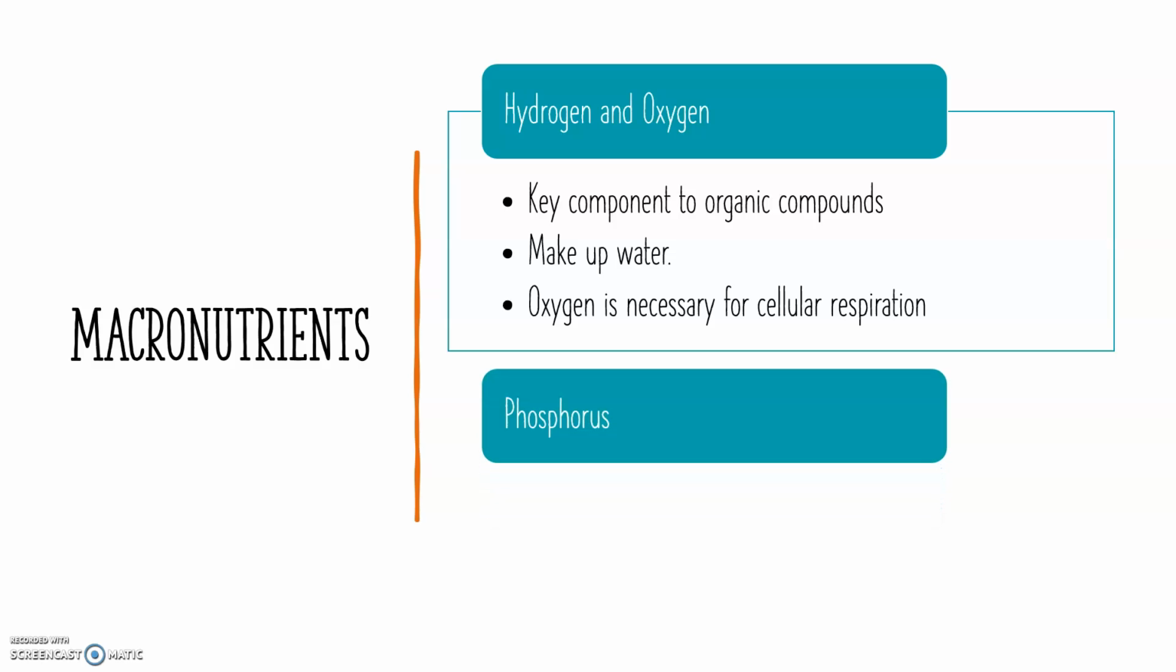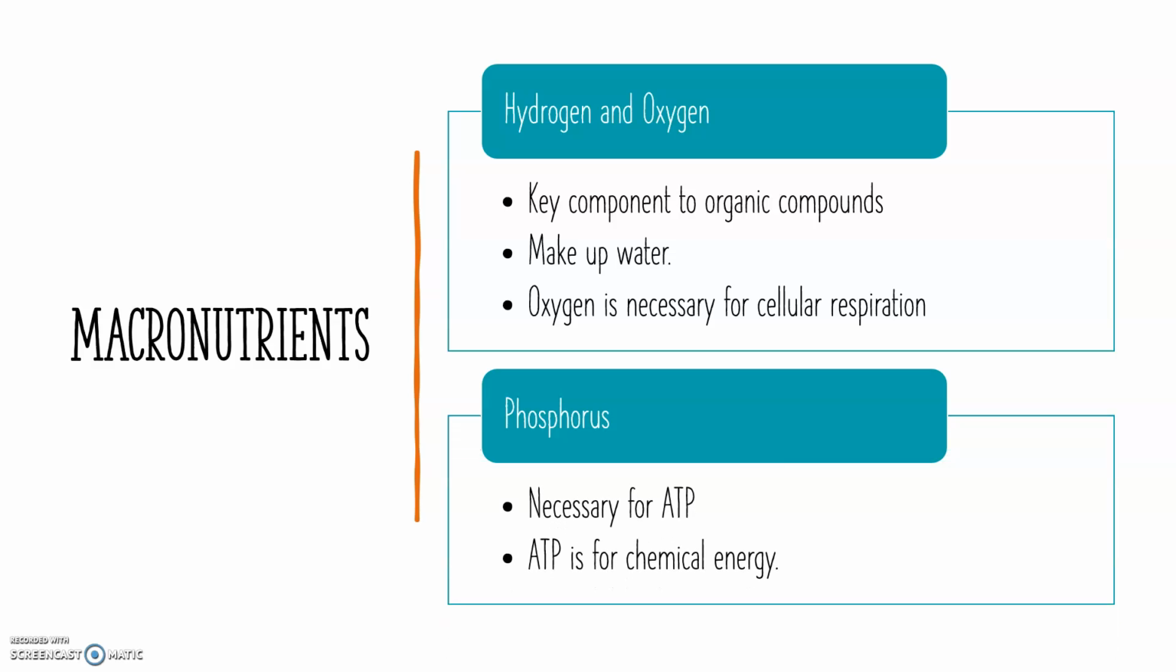Phosphorus is important to forming phosphate groups, which are necessary to make adenosine triphosphate or ATP. ATP is the chemical energy currency of cells.